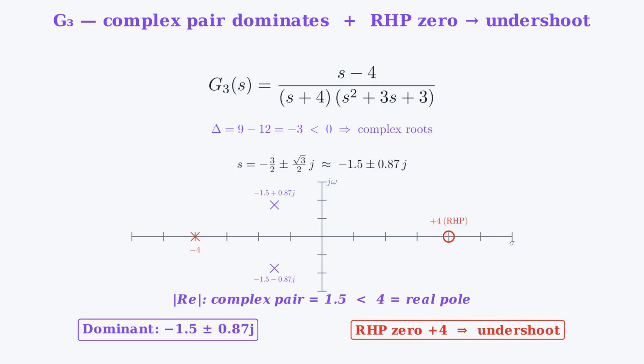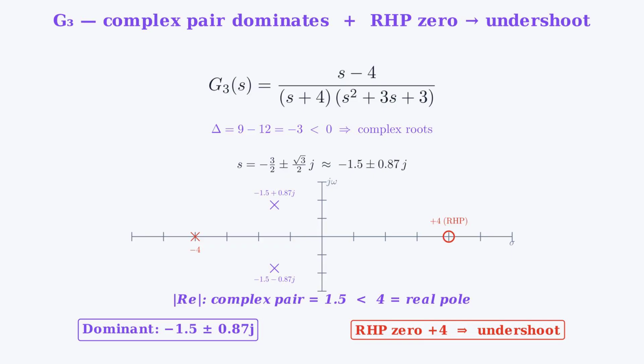Compare real parts. The real pole is at minus 4. The complex pair has real part minus 1.5. Since 1.5 is smaller than 4, the complex pair sits closer to the imaginary axis. The complex pair dominates.